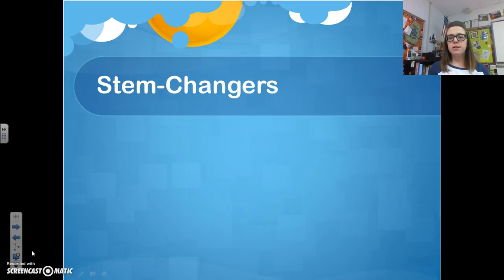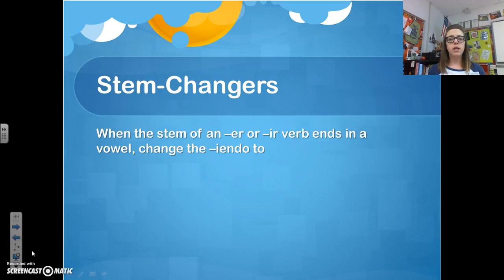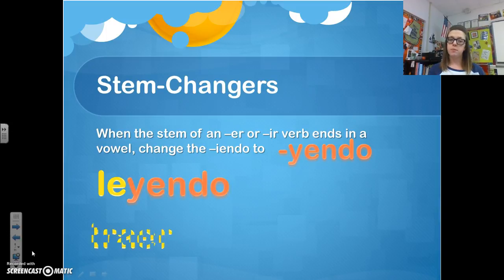All right, there are some stem changers for these, okay? So when the stem of an ER or IR verb ends in a vowel, you're going to change the iendo to yendo, all right? The reason why is not because of anything specific, it's just to maintain pronunciation. So, they don't like three vowels next to each other, and they don't consider Y a vowel. So for example, if I have the verb leer, okay, I'm going to take my ER off, and since that stem ends in a vowel, which is E, we're going to add yendo, so it becomes leyendo. It sounds exactly the same, it's just a spelling change.